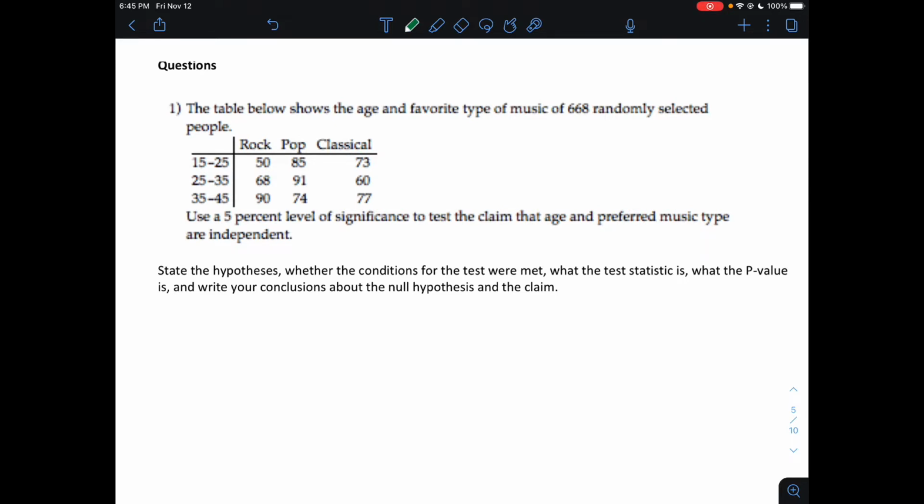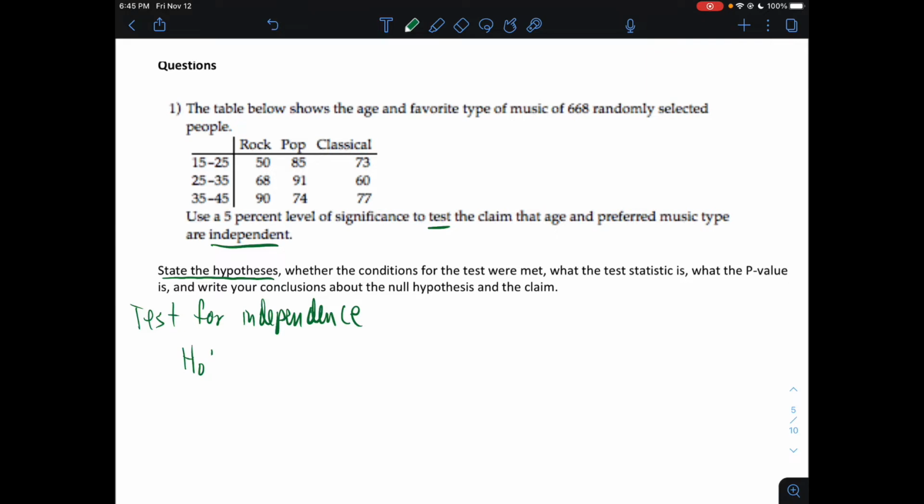Use a 5% level of significance to test the claim that age and preferred music type are independent. So right here there's a couple of key words, test and independent. So this is a test for independence. And in Chapter 9, we get some wording for our hypotheses instead of symbols. So in the first part here, we are asked to state the hypotheses.